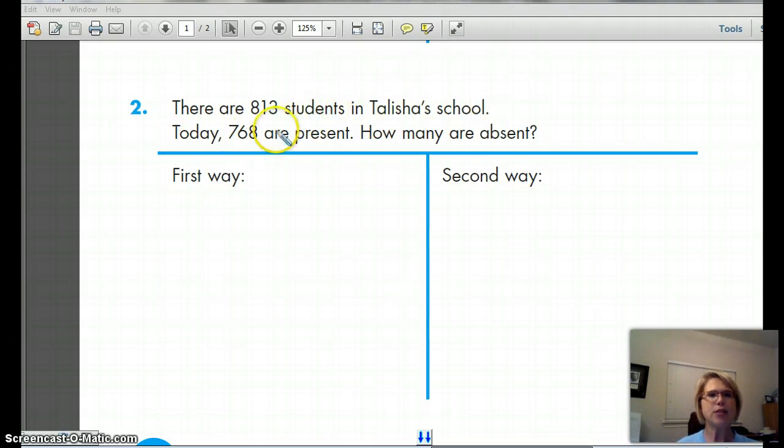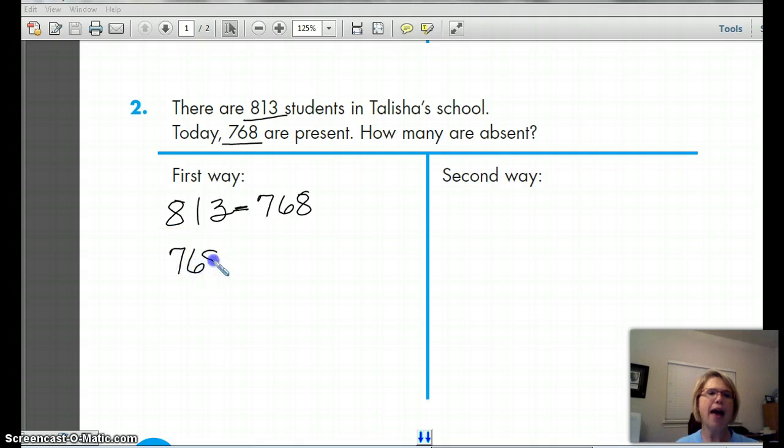Today, 768 are present. How many are absent? Well, let's see. Kids are either present or they're absent in school, right? And here's my total. And here's the ones present, so let's see. My present plus absent must equal my total, so it looks like we're going to subtract. 813 minus 768.